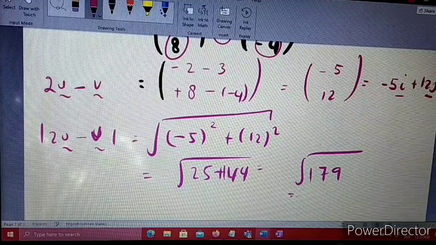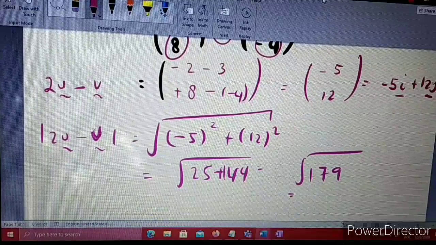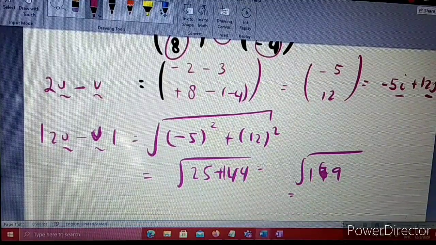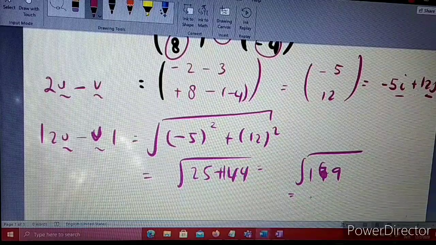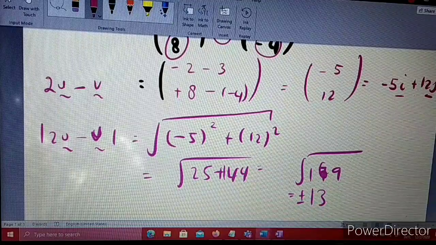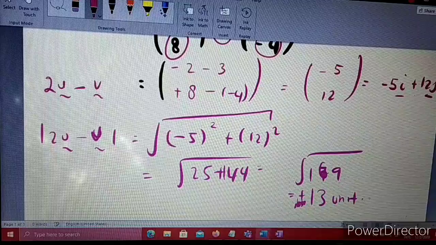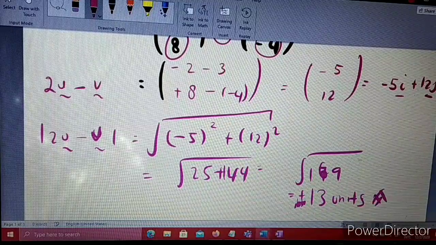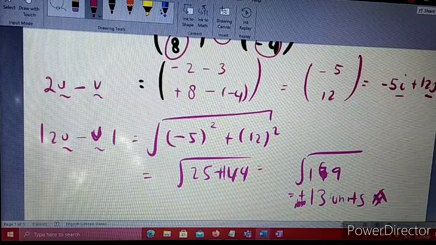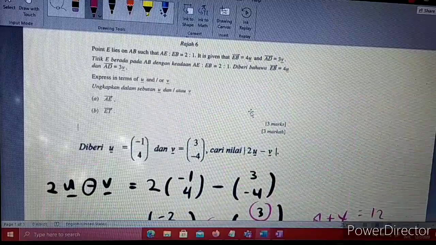So you can find the value of 169. Sorry, the square root of 169 is 13. Plus minus 13, supposedly, but this is magnitude, so we just ignore the minus. So 13 units. The square root of 169 is 13, if I'm not mistaken.